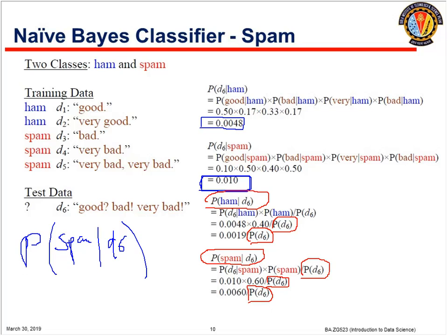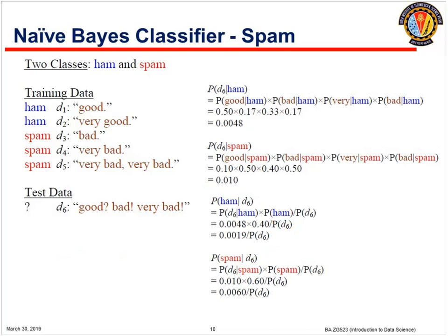So in this case, you'll see that the probability of ham comes out to 0.0019, and the probability of spam is 0.006. Obviously here the probability of spam is higher. So that means the document is more likely to be a spam document. So it will be classified as spam.